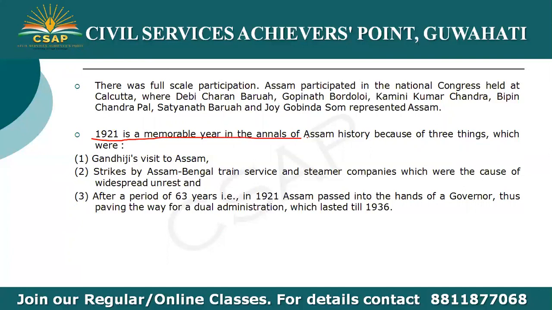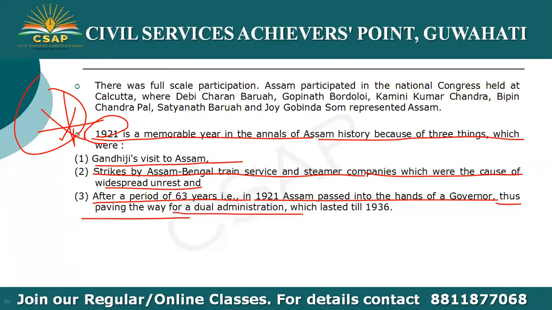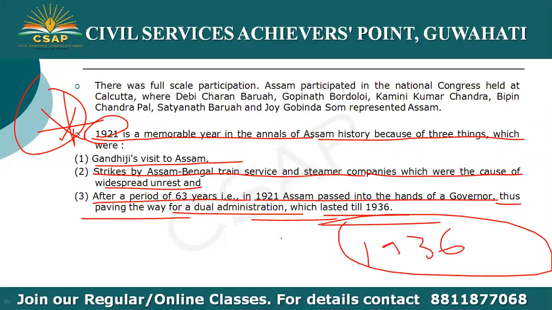1921 is a memorable year in the history of Assam because of 3 things. This is important from the prelims perspective, also from mains. In 1921, Gandhiji visited Assam; there were strikes by the Assam Bengal train service and steamer companies, which were the cause of widespread unrest; and after a period of 63 years, that is in 1921, Assam passed into the hands of a governor, thus paving the way for a dual administration, which lasted till 1936. So 1921 is a very significant year in the history of Assam.